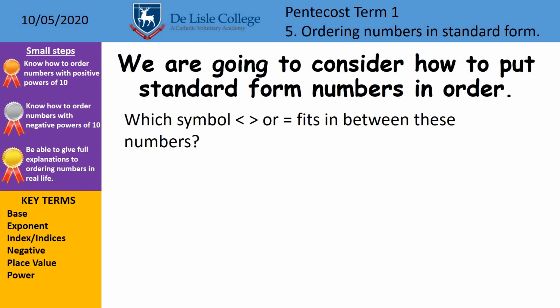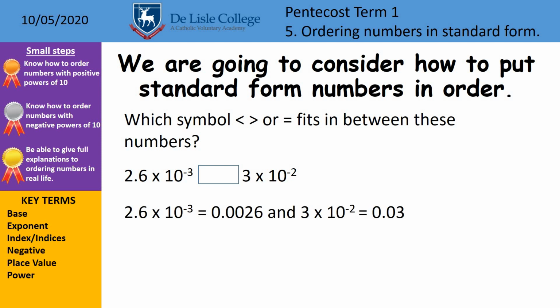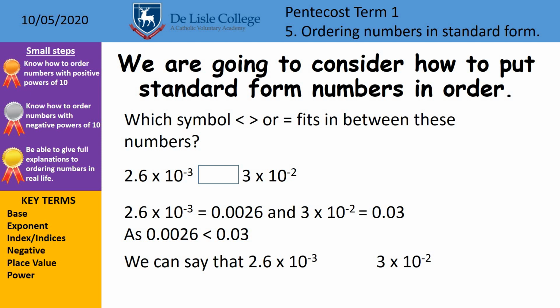Okay, so which symbol fits in between these numbers? So there's a space there. How are we going to decide? Well, one of the ways is to write them both in ordinary form. So we've got 0.0026 and 0.03. We know that 0.03 is bigger than 0.0026, so therefore 2.6 times 10 to the power of minus 3 must be less than 3 times 10 to the power of minus 2.